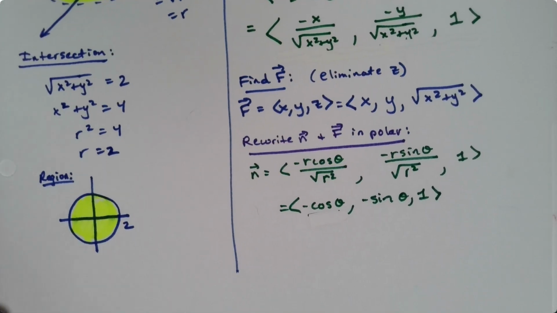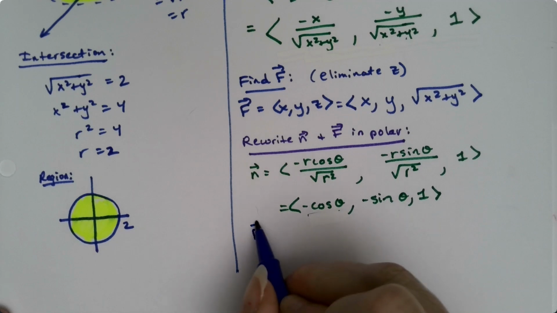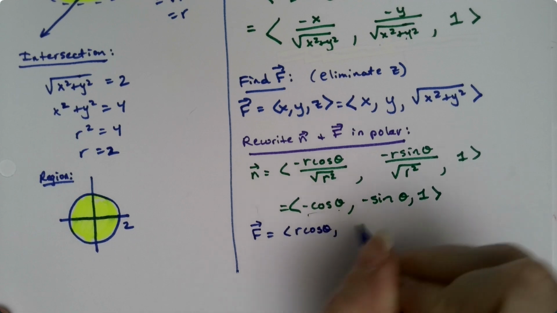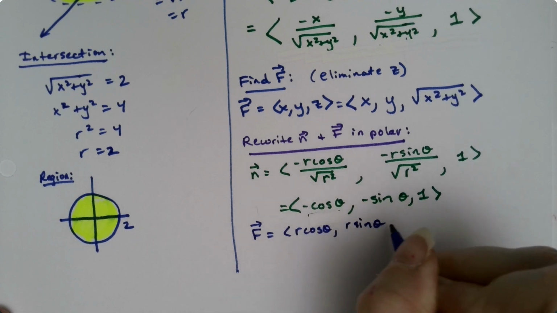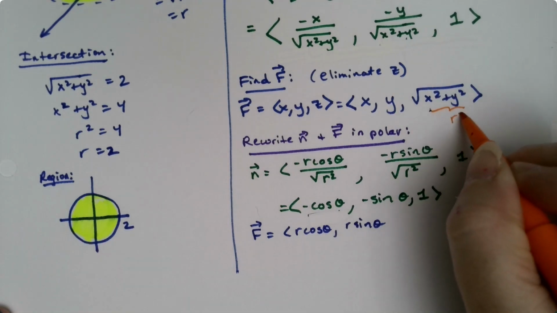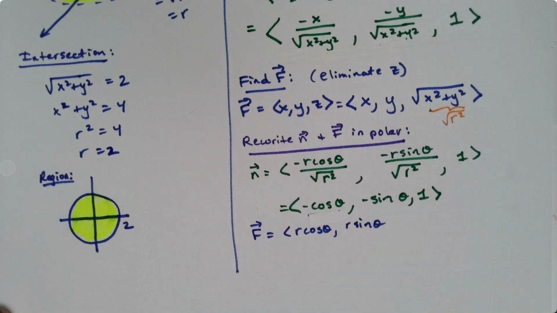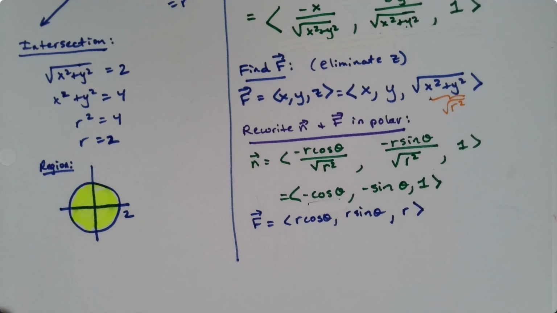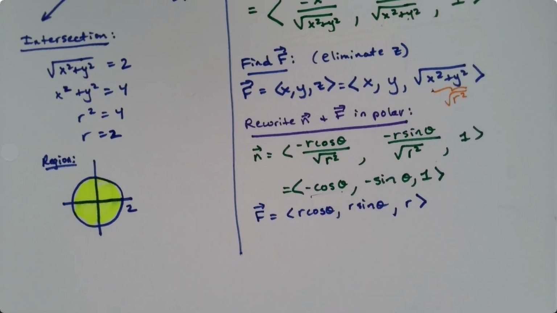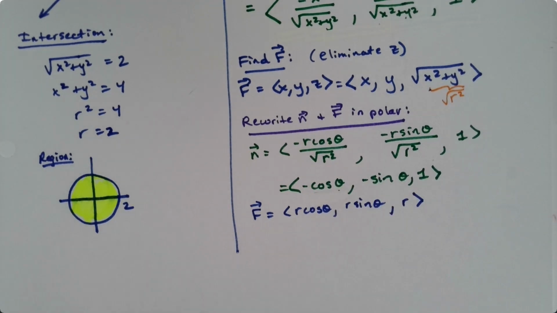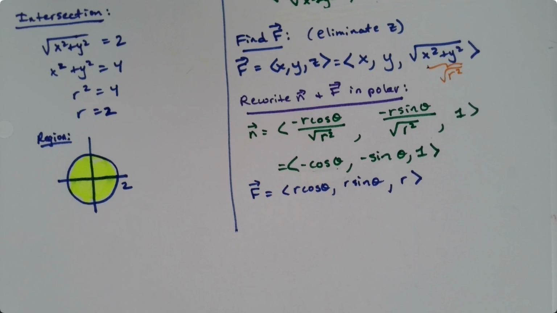As for the vector field, f, that would be r cosine theta, r sine theta, and the square root of r squared, right? So if you go polar, this is r squared, and the square root of r squared is just r. So in the last problem, I did it later. In this problem, I'm doing it earlier. I could have done it earlier in the last problem as well. I just wanted to show you both possibilities. Okay, so now we're going to actually find the flux.